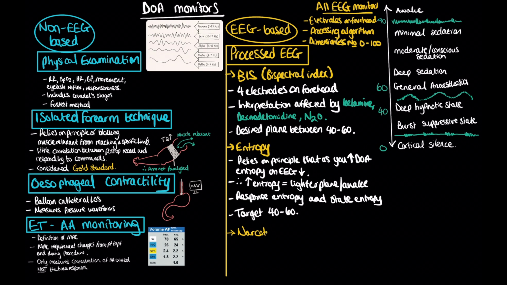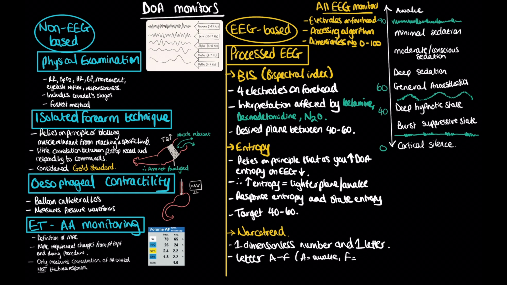Last of the processed EEG monitors is Narcotrend. The only difference between Narcotrend and the others is that it produces one number and one letter. The number is dimensionless like BIS and entropy where 100 is awake and 0 is no activity. However, the letters range from A through to F, where A is awake and F is no activity. The Narcotrend stages, D or E, are assumed to be equivalent of BIS values between 60 and 40 respectively.